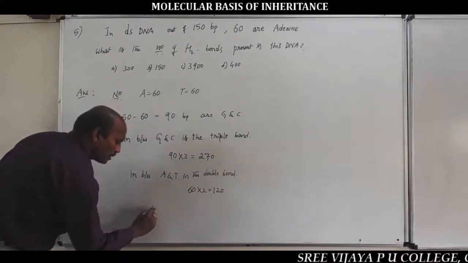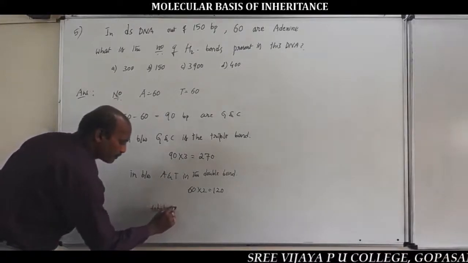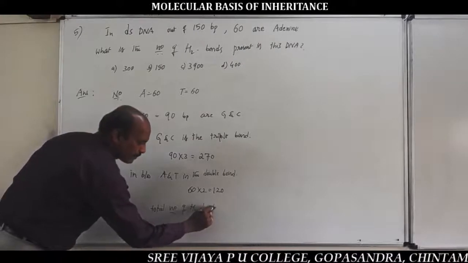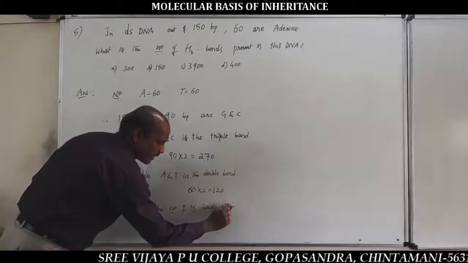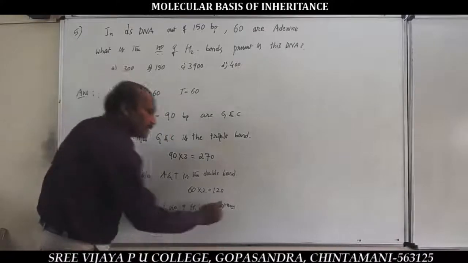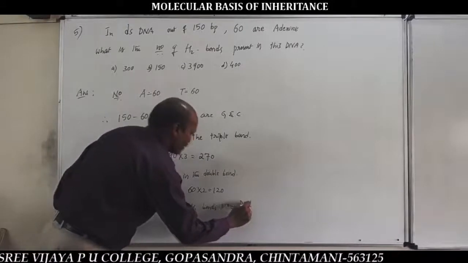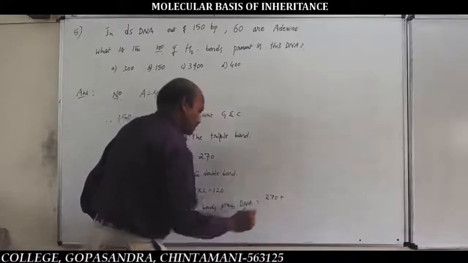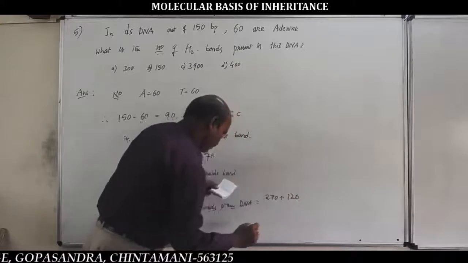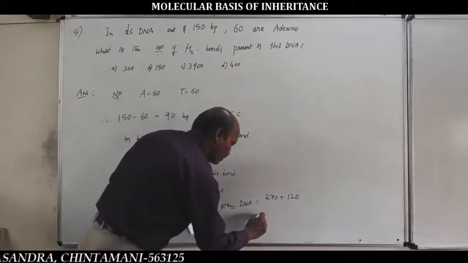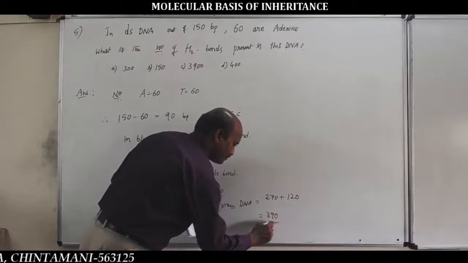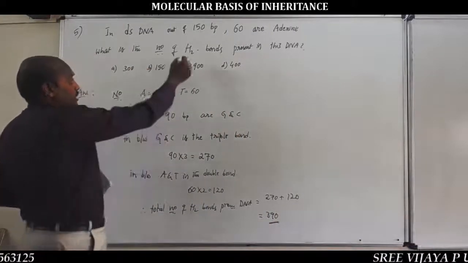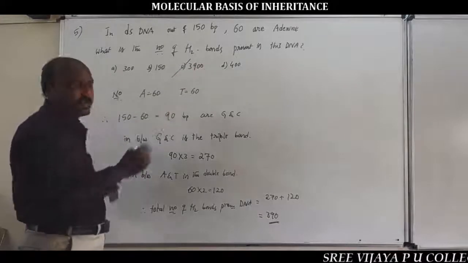So the total number of hydrogen bonds present in the DNA is 270 plus 120, which equals 390 hydrogen bonds. So the right answer is 390.